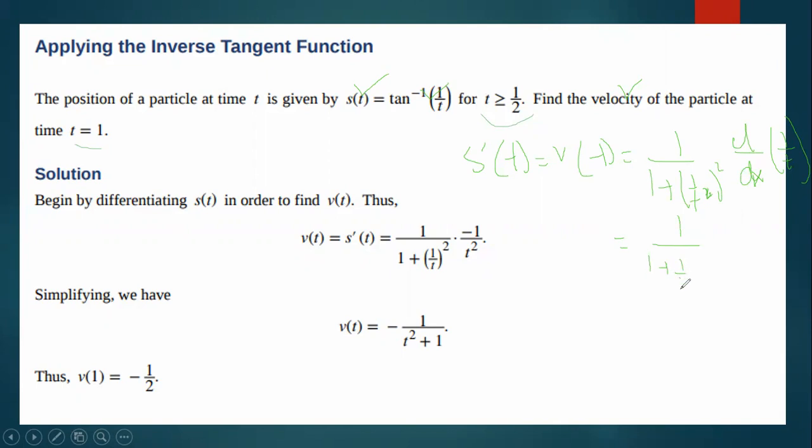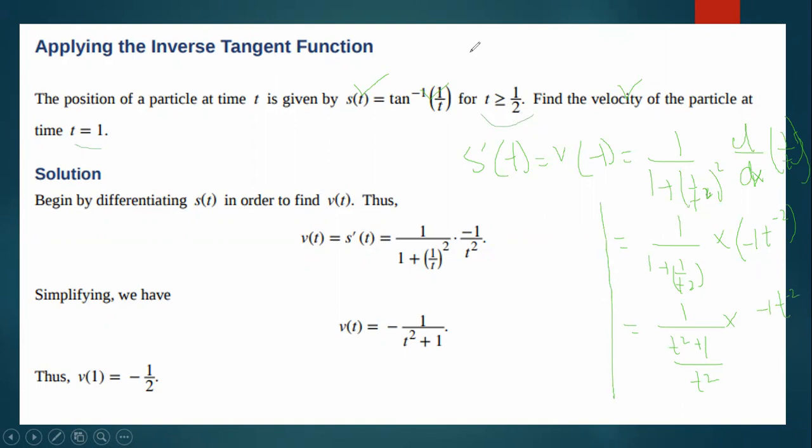So it will be 1/(1 plus 1/t square) into the derivative of 1/t. Here t goes up, so it will be t to the power minus 1. So applying the power rule, -1 t to the power minus 2. So this will be written as 1 divided by (t square plus 1)/t square, then multiply -1 into t to the power minus 2.